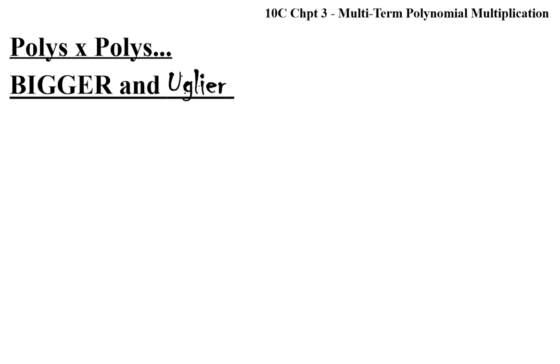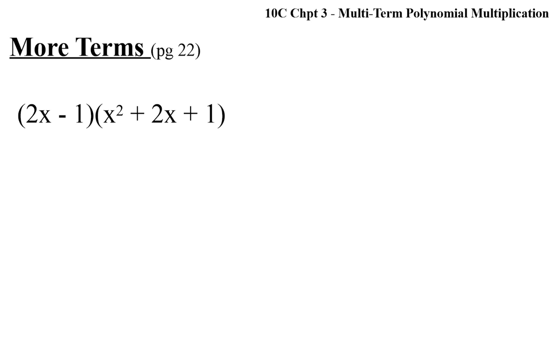When we go to polys times polys, it's still the same kind of process. It's just questions get bigger and uglier. We're not going to introduce any more math, just more of it. So we no longer have a binomial times a binomial. Now we have a binomial times a trinomial.